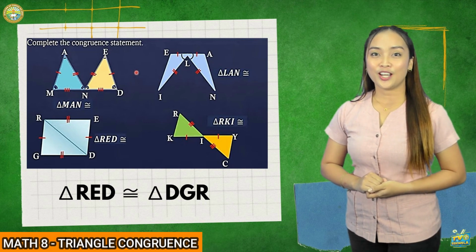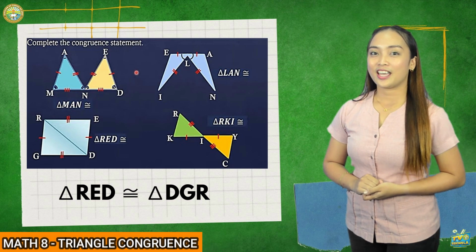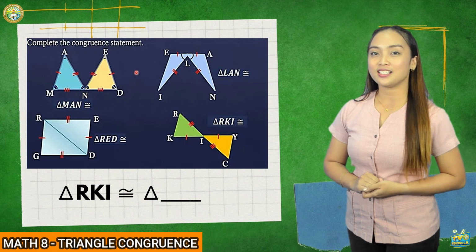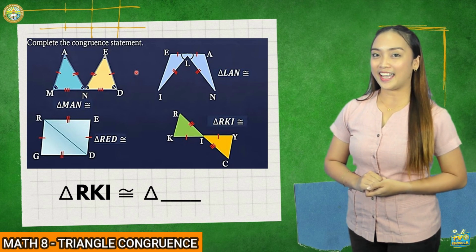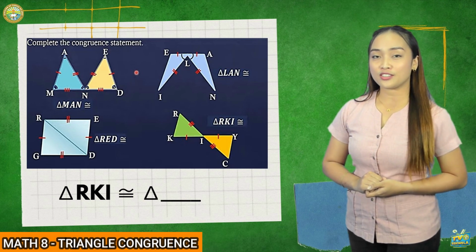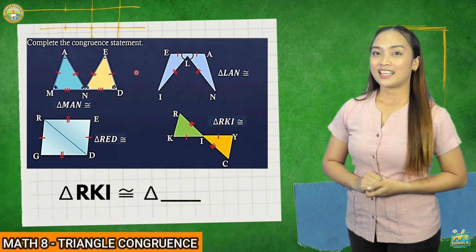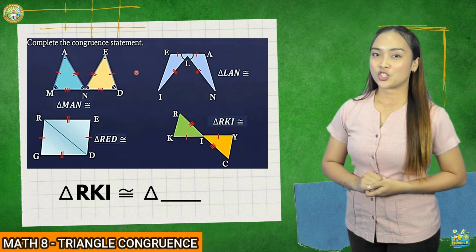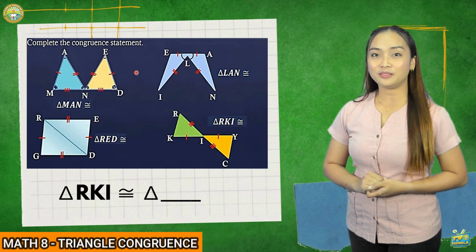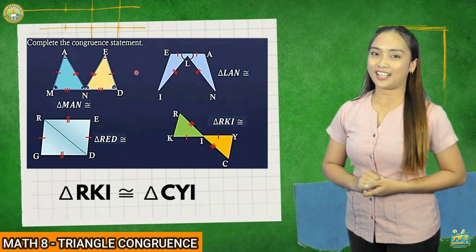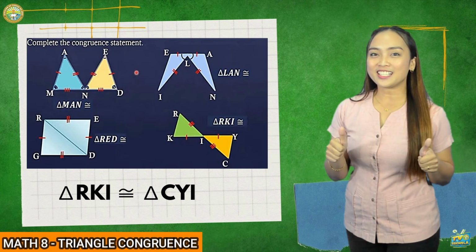Last number, number 4. Triangle RKI is congruent to? Please name the triangle and list the vertices in corresponding order. Triangle RKI is congruent to triangle CYI. Well, perfectly done.